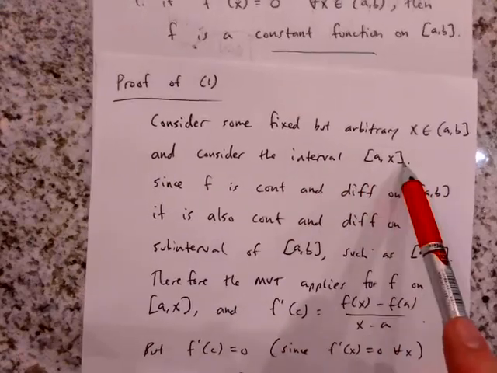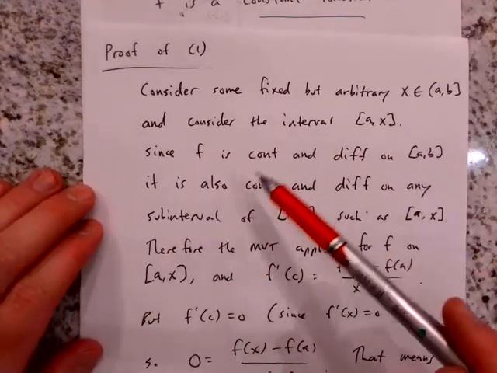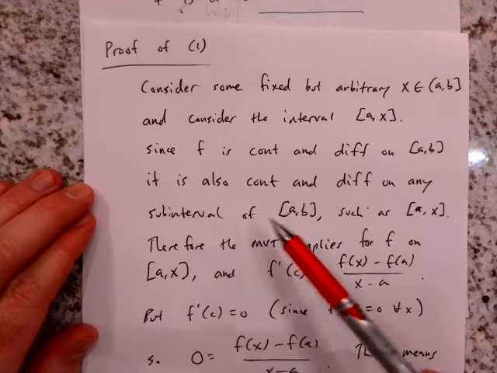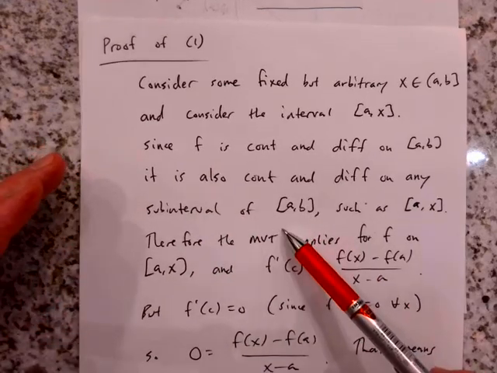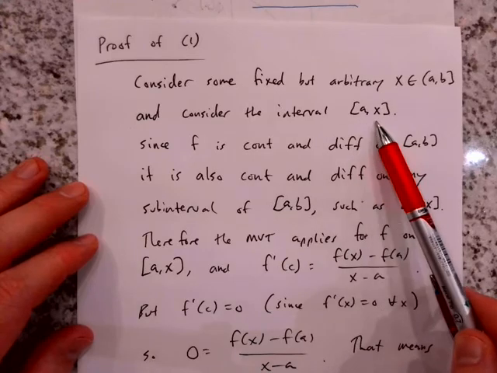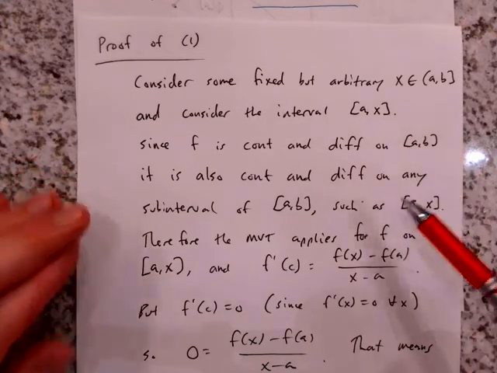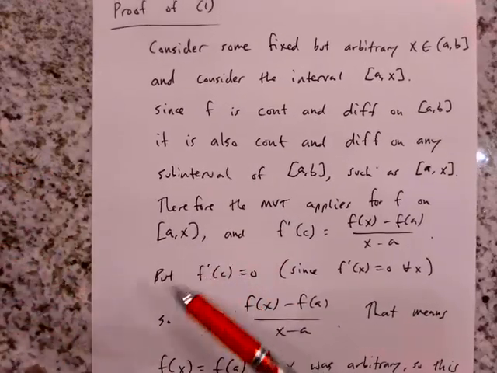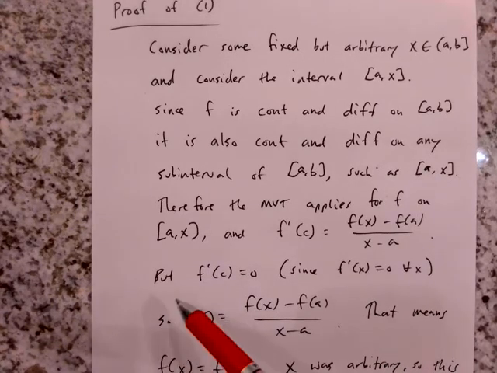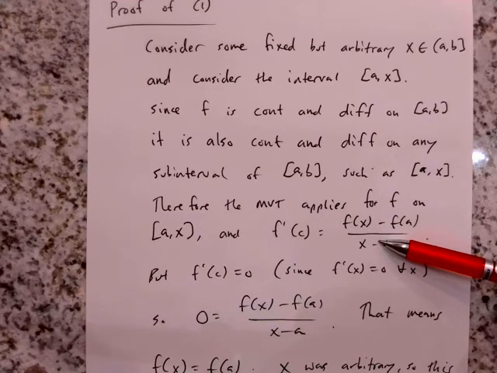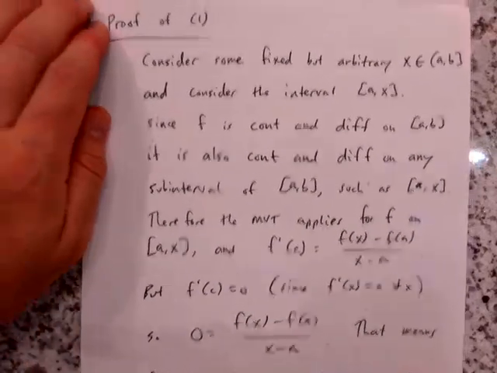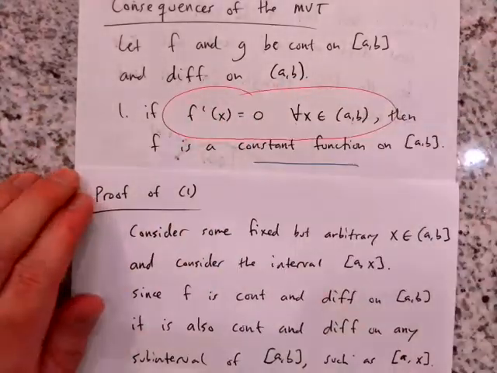And consider the interval from a to x. Now, f was continuous and differentiable on the closed interval a to b, which means it also is continuous and differentiable on any subinterval of the interval a to b. And since a to x is a subinterval of a to b, we know that the mean value theorem has to apply on the interval a to x, because we have differentiability and continuity. And that means that the average slope from a to x must be equivalent to the exact slope for some point c. But f prime of c has to be 0, because the whole point of this is that f prime is 0 for all x values.